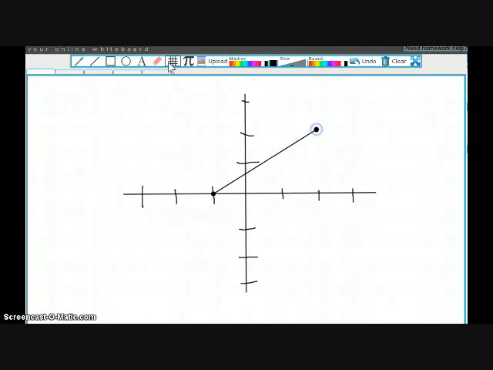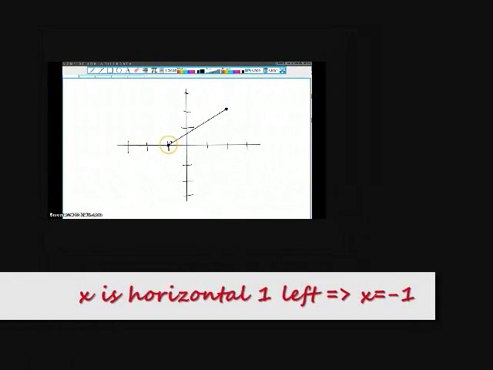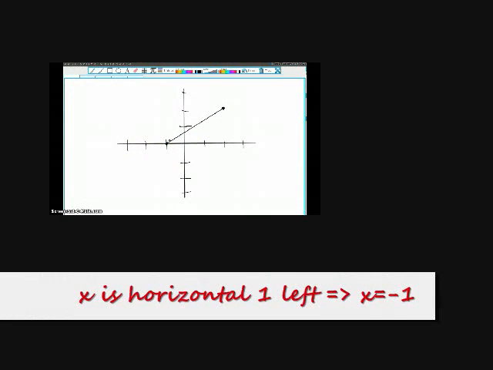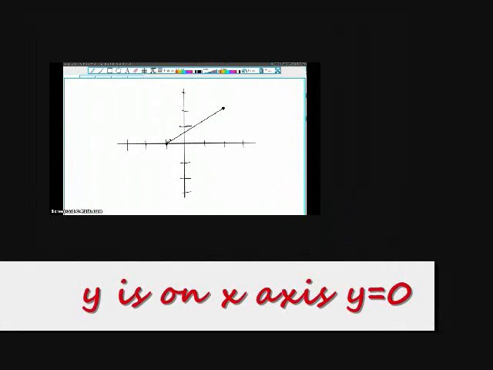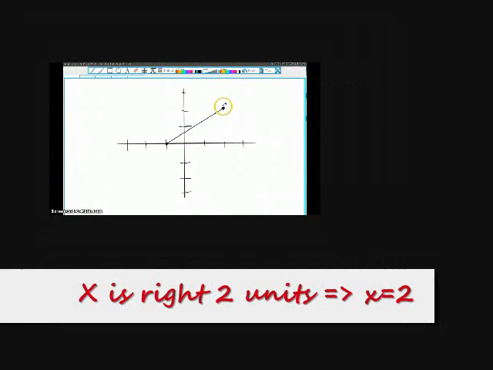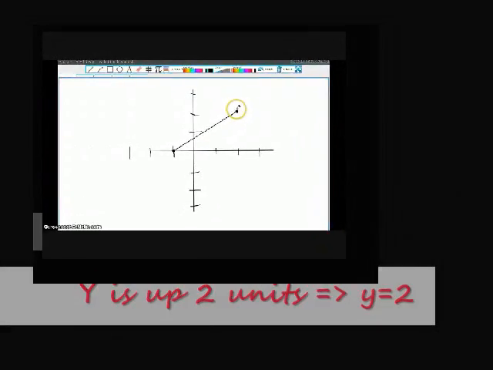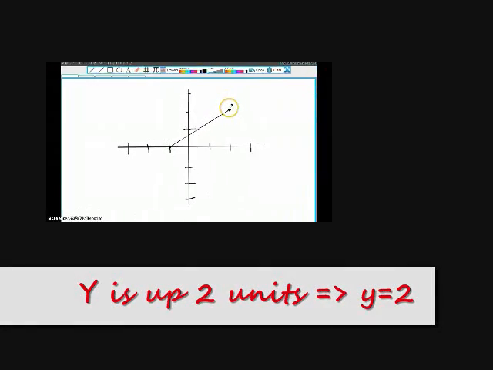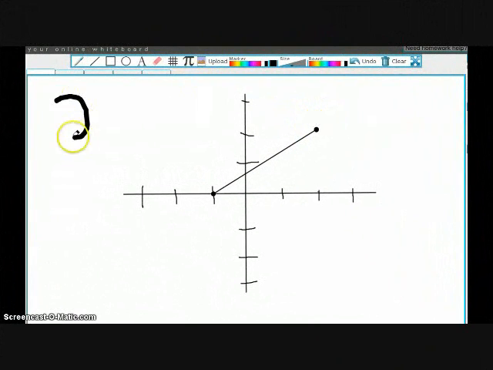Now, I will just show you one more time. We have our bottom point at -1 on the x-axis and 0 for the y, and our upper point is at 2 on the x because it goes 2 right of center and then 2 up. That is our 2, 2, and these are our 2 points.